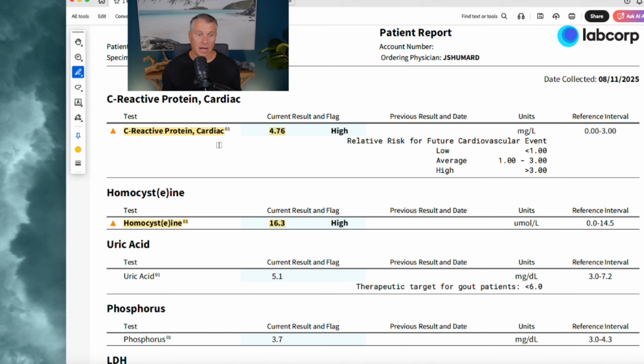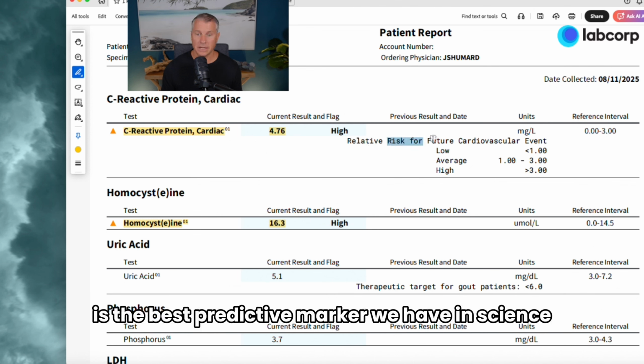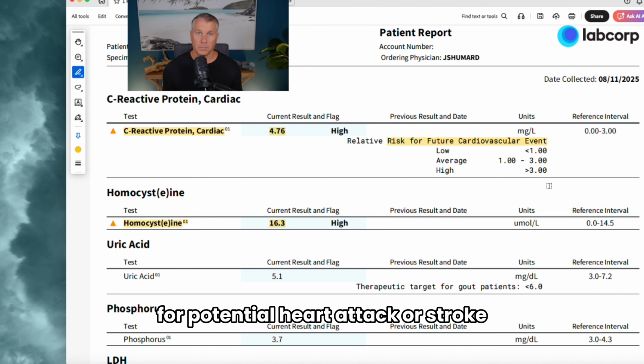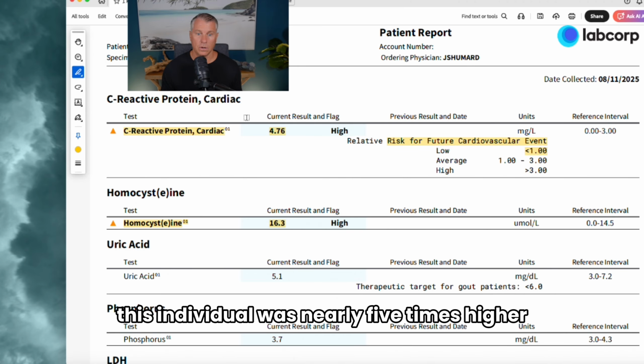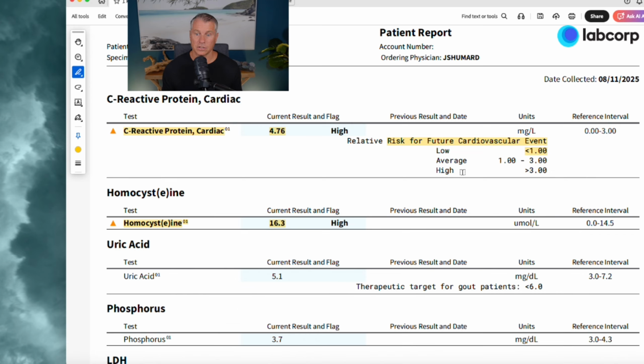C-reactive protein is not only a systemic inflammatory marker, but it's also an indication for cardiovascular risk because it's inflammation around your heart. Now, as you can see, many of you are probably not getting all these tests being run, right? And so this is why it's so important you get a proper analysis done. But essentially, C-reactive protein is the best predictive marker we have in science for a potential heart attack or stroke. This should be less than 1. We can see here this individual was nearly 5 times higher, so very, very high.